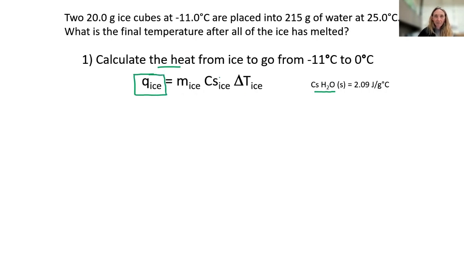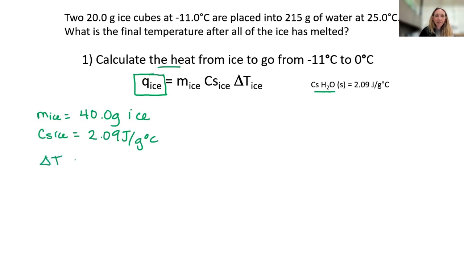I'm going to look, the ice has a mass of 40 grams of ice. So 2 ice cubes that are 20 grams each is 40 grams of ice. The specific heat of the ice is 2.09 joules per gram degree Celsius. And I always write these up in a column so that I can make sure my units match.